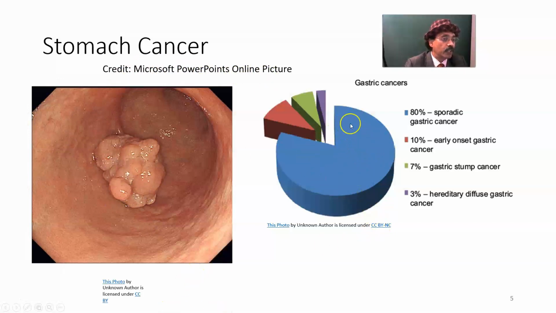We also got a pie chart here. So 80% of the gastric cancers are sporadic, 10% are early onset gastric cancer, 7% gastric stump cancer, specifically after gastrojejunostomy. The gastric stump is exposed to the gastric juices, acids. If this is happening, then we will have gastric cancer. Gastric stump cancer, 3% hereditary diffuse gastric cancer is also possible.